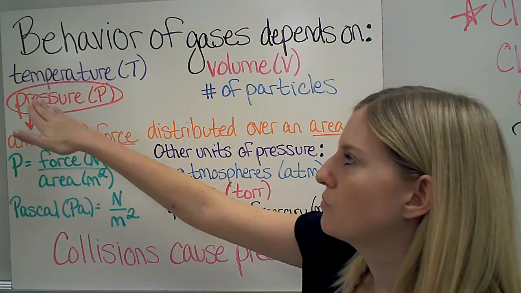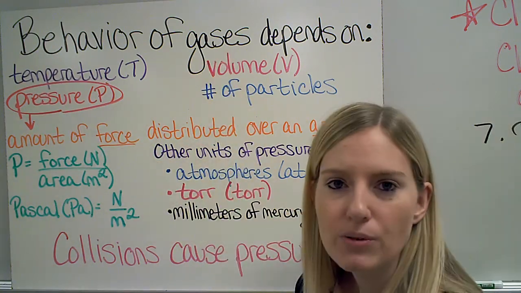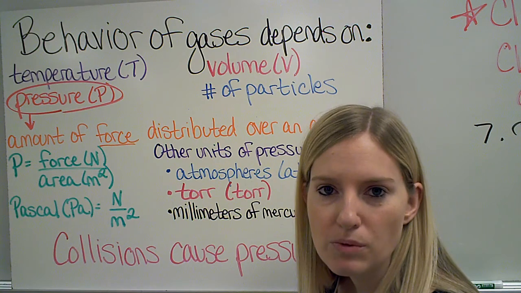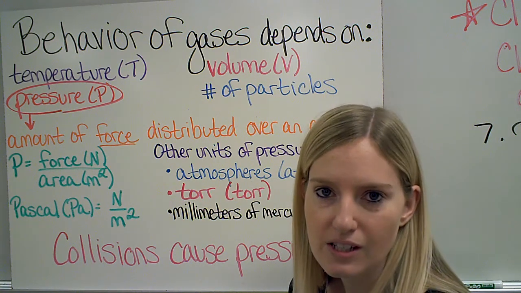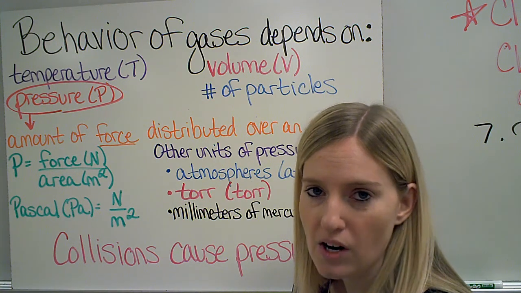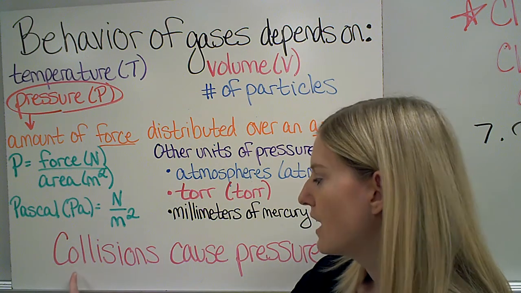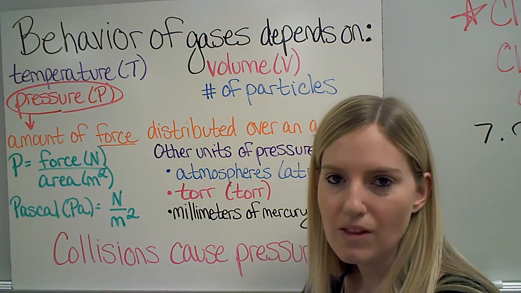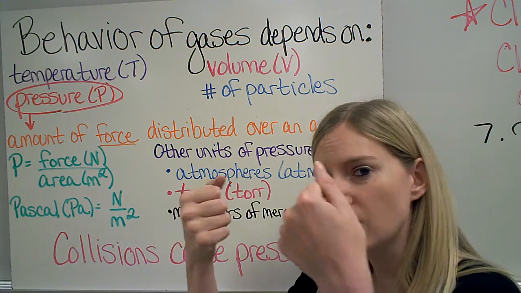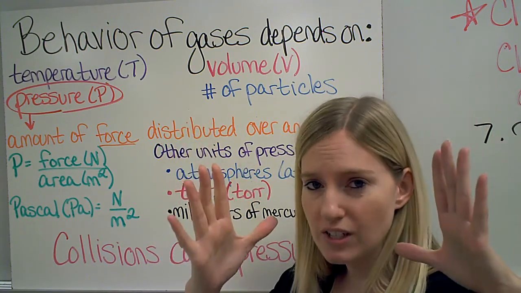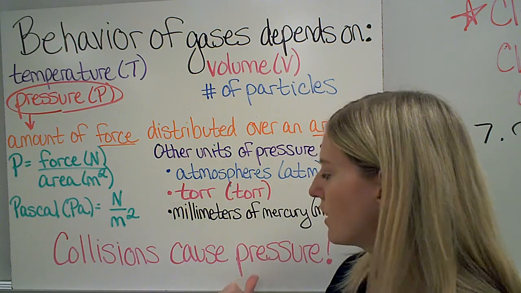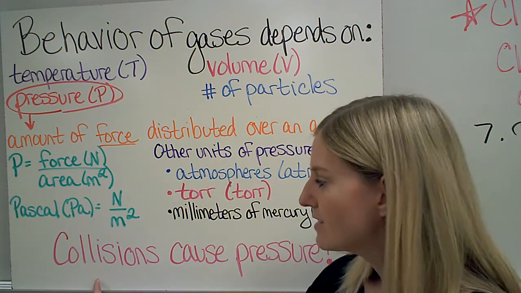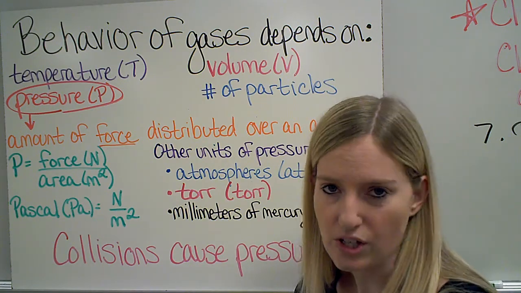Whenever I adjust one of these four things, I'm either going to increase the amount of collisions between those particles or decrease the amount of collisions between those particles. The more collisions I have, the more pressure there will be. So this means that anytime the particles are colliding with each other or with the walls of the container, that's going to cause more pressure. Less collisions would mean less pressure.